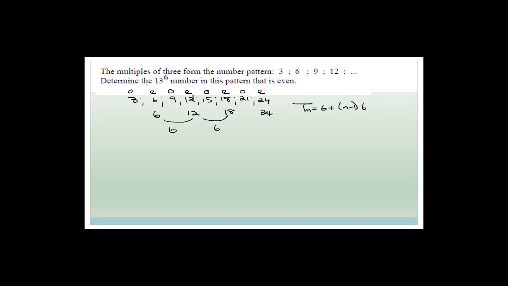And we want to know what the 13th number of this is. So all we have to do is substitute the number 13 into here. So we've got 6 plus 13 minus 1 times by 6, which is 6 plus 12 times by 6, which is 72, which is 78. So the 13th number in this pattern, just looking at the pattern of even numbers, is going to be 78.